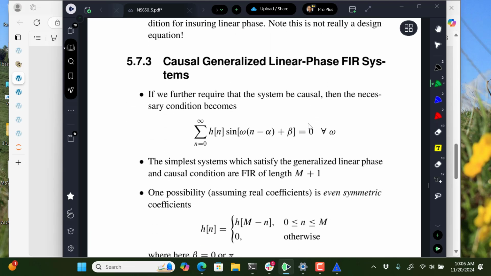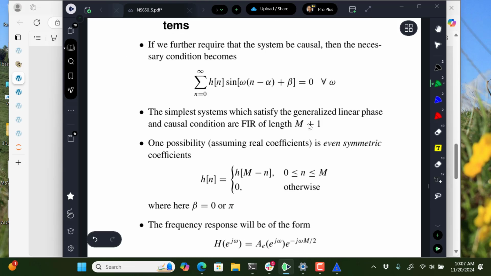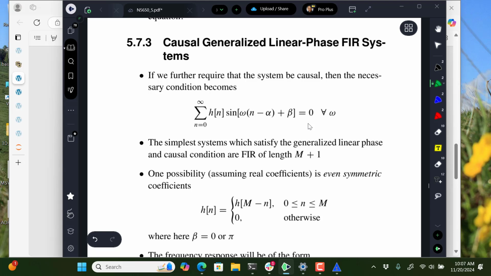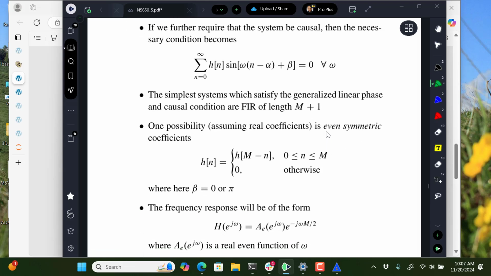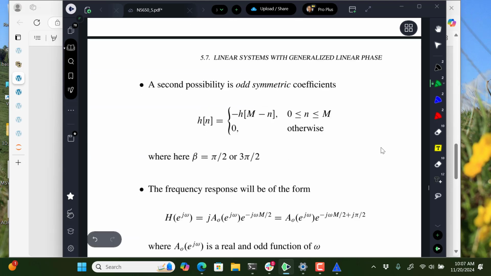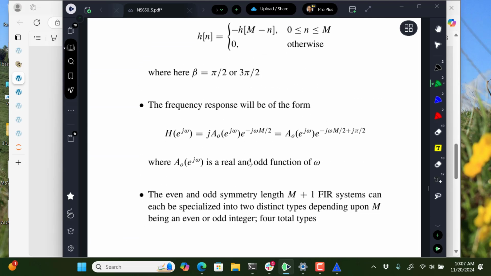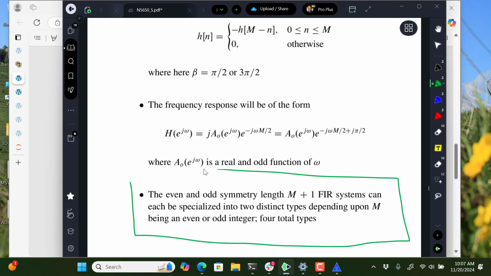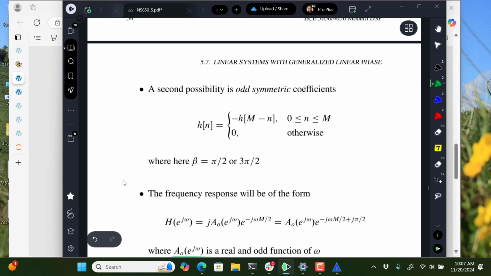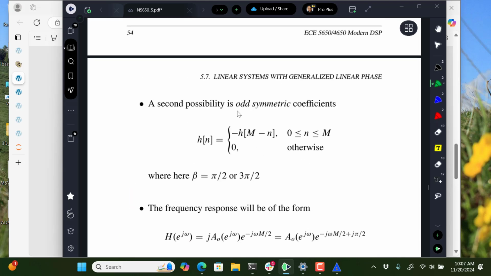So the generalized linear phase idea is possible, and the fundamental property, the key property, is either even symmetric coefficients or odd symmetric. So this bullet right here pretty much summarizes everything. Even gets it, and then odd gets it.